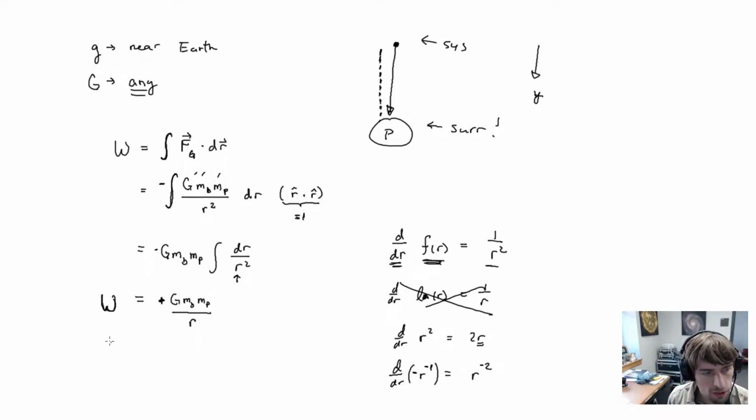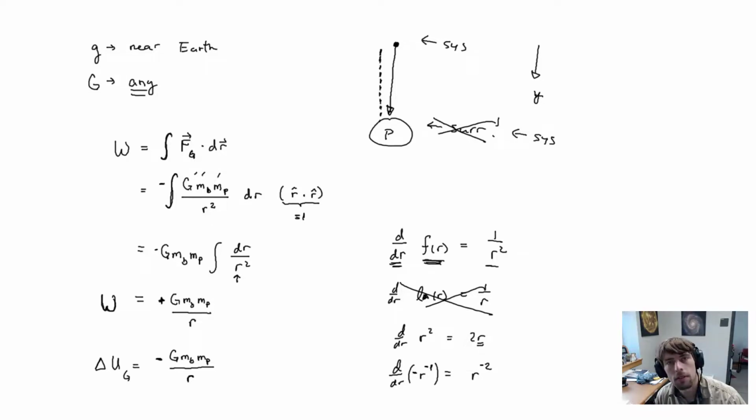Okay, so now we have an expression for our work. Evidently, that must mean that if I decide to take the planet and move it into my system, my gravitational potential energy is given by negative G m_ball m_p over r. Cool. You guys don't seem impressed. It's pretty cool, huh?